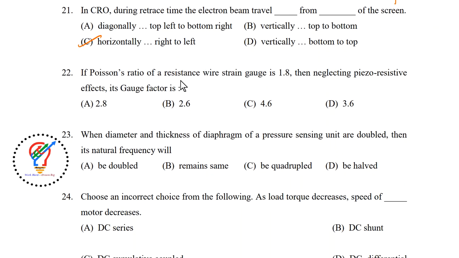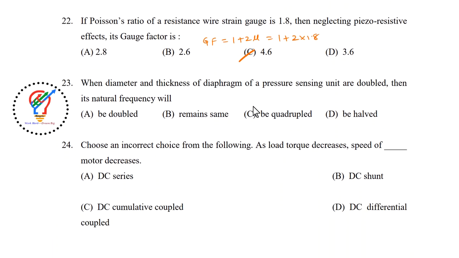Next one. The Poisson ratio of a resistance wire gauge is 1.8. Then, neglecting the piezoresistive effects, its gauge factor is nothing but 1 plus 2 into mu, so 1 plus 2 into 1.8, which is 3.6 plus 1, that is 4.6. When the diameter and the thickness of the diaphragm of a pressure sensing unit are doubled, then its natural frequency will be half here.